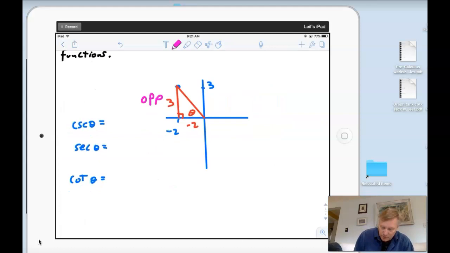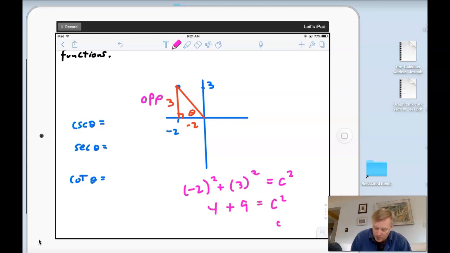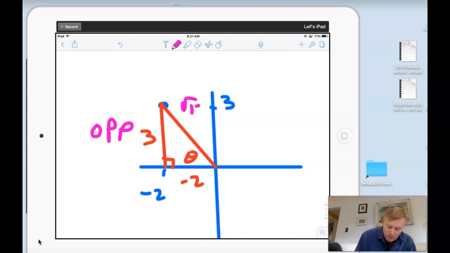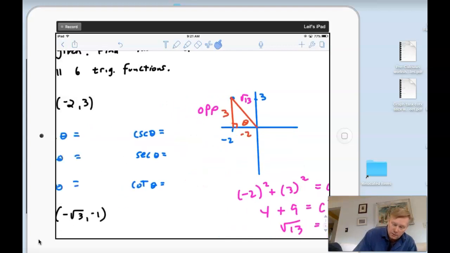So for me to find the hypotenuse, I'm going to go negative 2 squared plus 3 squared equals c squared with the Pythagorean theorem, right? So that's 4 plus 9 equals c squared, and c equals square root of 13. Let me draw that one in there. Okay, now I got everything I need. So the sine is the opposite over the hypotenuse. I'm going to leave it like that with a radical on the bottom. I'm not worrying about that. Cosine is adjacent over hypotenuse. And tangent is opposite over adjacent, which is 3 over negative 2.